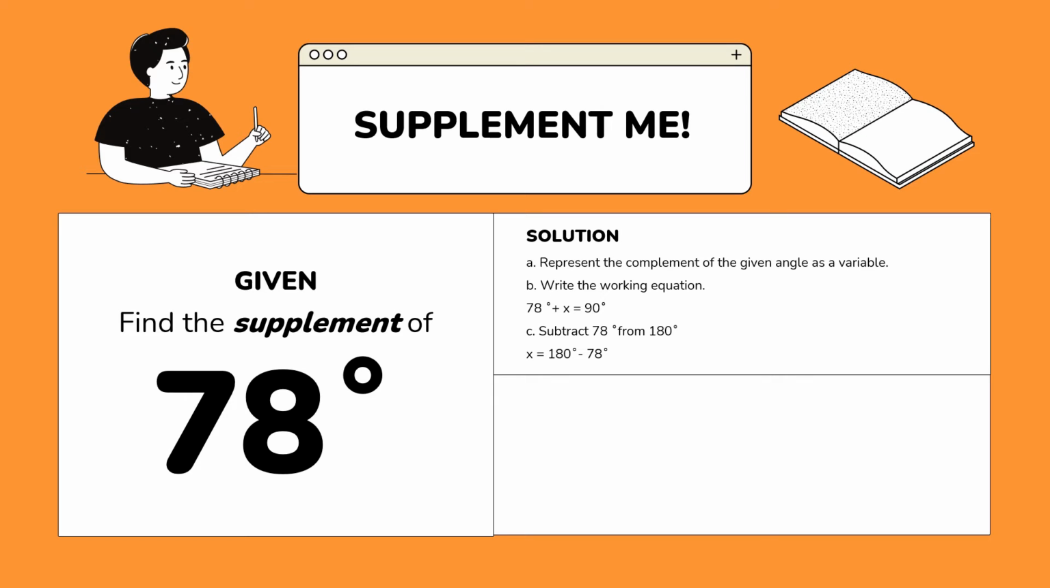Okay, by the definition of supplementary angles, two angles, when added, measure up to 180. So x, which is the second angle, is equal to 180 minus 78 degrees. We will get the difference of 102. So the supplement of 78 degrees is 102. Okay, to check, 78 plus 102 will get 180 degrees.